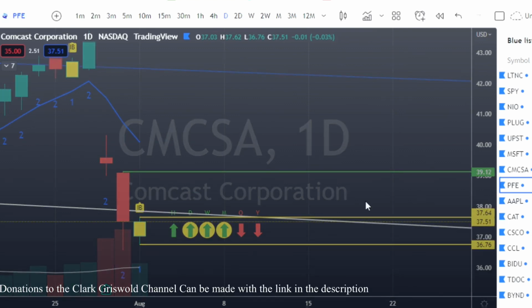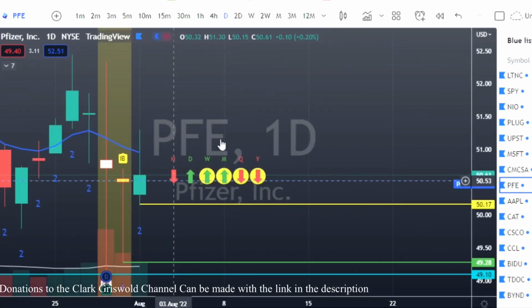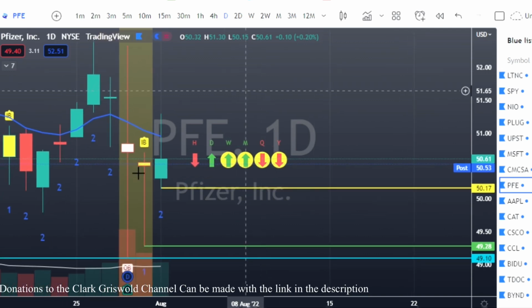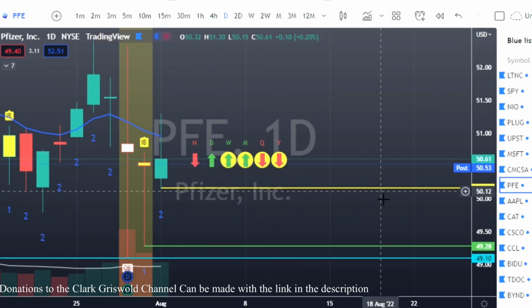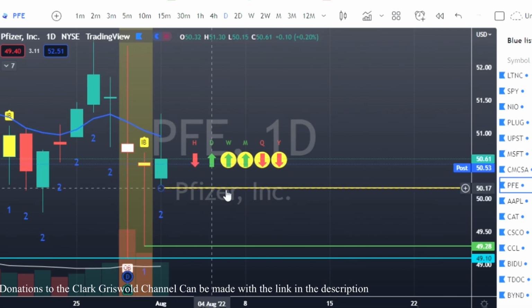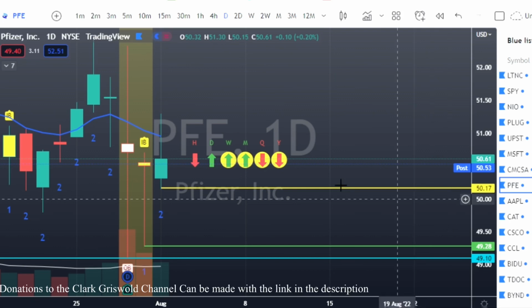Pfizer, and then I've got one more after that. PFE is Pfizer. Pfizer has a 2 up, finish green. But we've got this 1, 2 up, 2 down reversal that I'm going to be looking for. And this is one of those things I'm testing, I'm paying attention to. I want to see if they work. So puts at 50.17 on Pfizer.